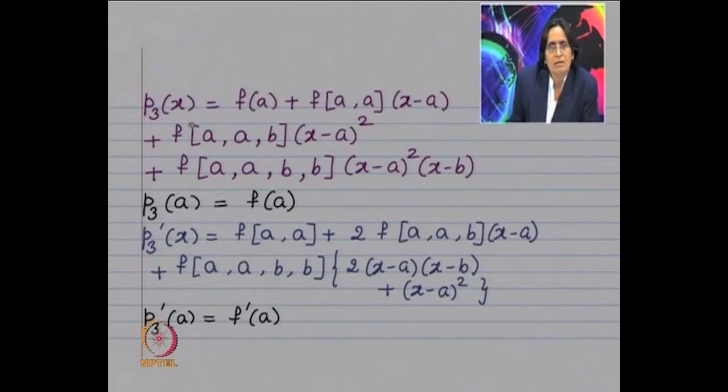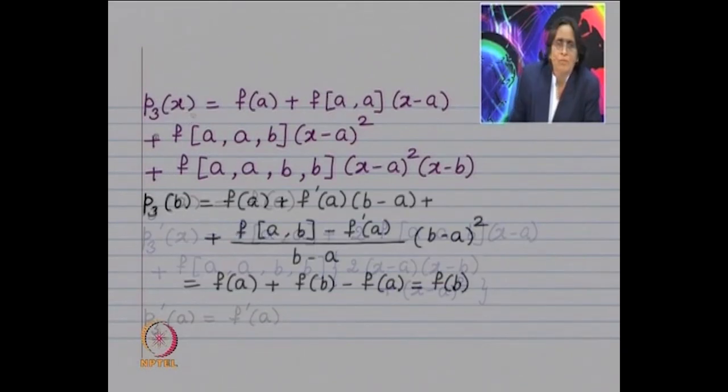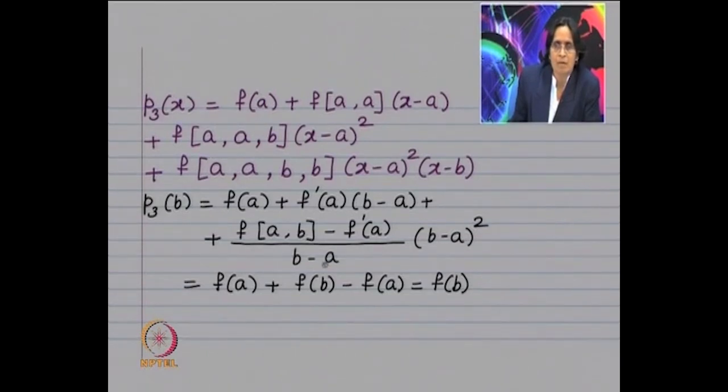Now, let us look at the case when x is equal to b. So, when I put x is equal to b, p3(b) will be f(a) plus f dash a times (b minus a), plus f[a, a, b] minus f dash a by (b minus a) into (b minus a) square. So, one (b minus a) will get cancelled, then f dash a into (b minus a) gets cancelled. f[a, b] is (f(b) minus f(a)) upon (b minus a). So, this will be f(a) plus f(b) minus f(a). So, it is equal to f(b). Thus p3 interpolates the function value at b, and now what remains is whether it interpolates the derivative value at point b.